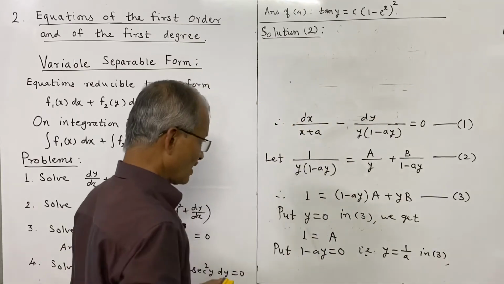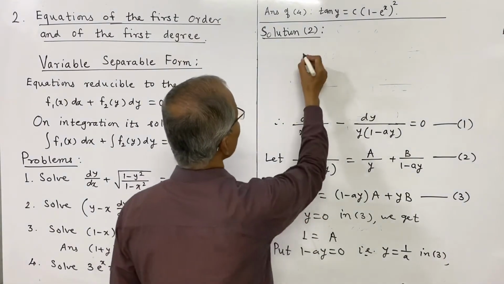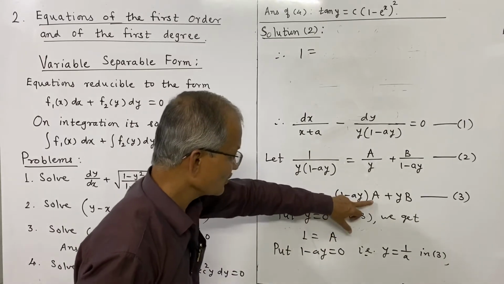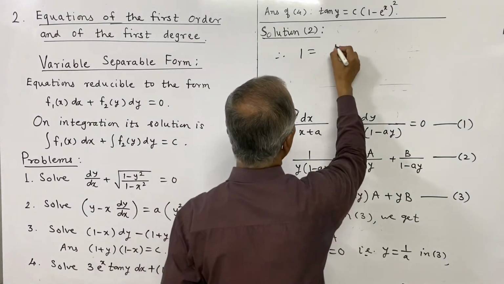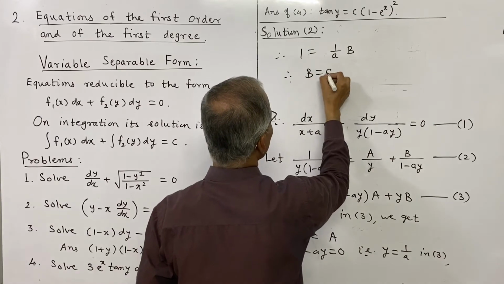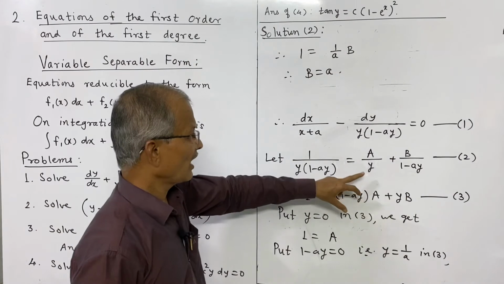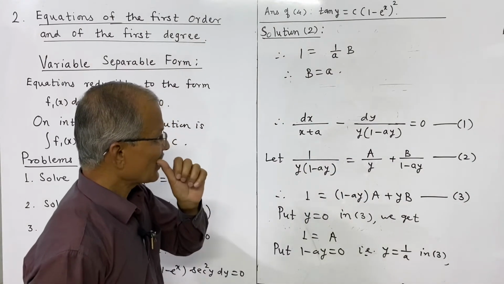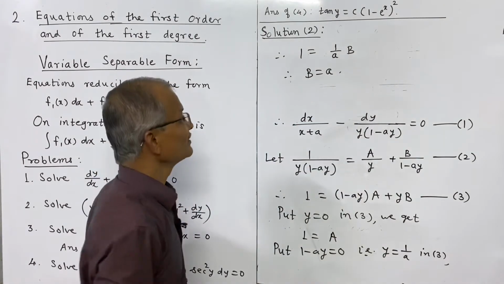So that gives, see, these are the values to be put in 3. That is 1 is equal to, and this is 0. So 0 into a is 0, and y is 1 upon a. So that is 1 upon a into b, or therefore b is equal to a. And thus we have to put the values of a and b in second, and then second is to be substituted in 1. So thus putting these values of a and b in 2, and from 1 we can write.